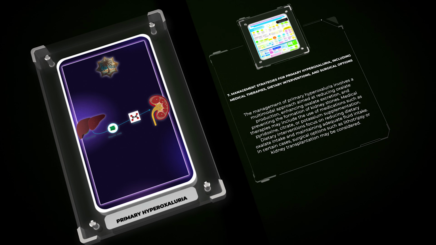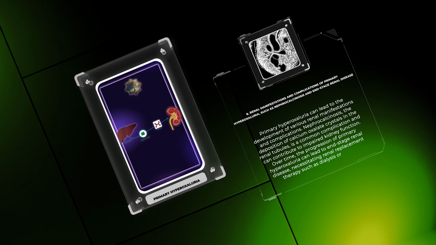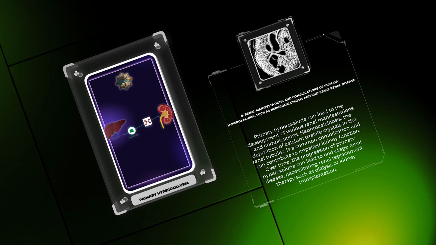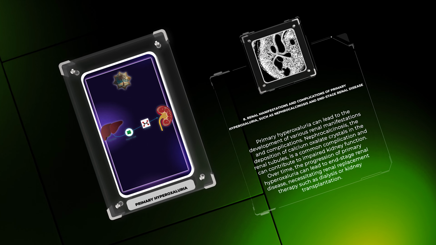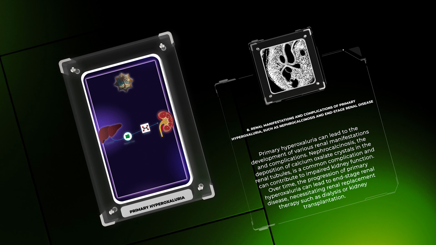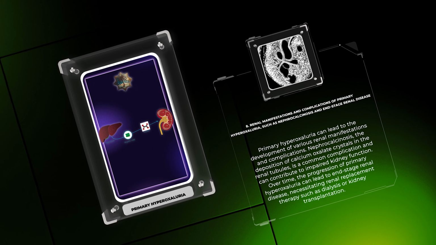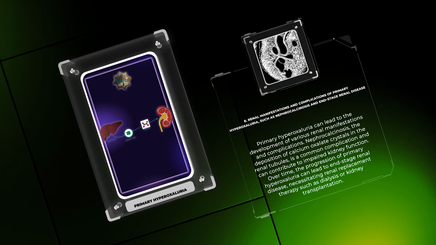Primary hyperoxaluria can lead to the development of various renal manifestations and complications. Nephrocalcinosis, the deposition of calcium oxalate crystals in the renal tubules, is a common complication and can contribute to impaired kidney function. Over time, the progression of primary hyperoxaluria can lead to end-stage renal disease, necessitating renal replacement therapy such as dialysis or kidney transplantation.